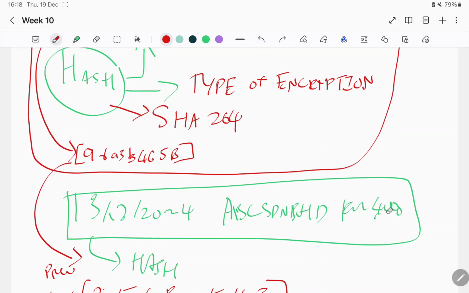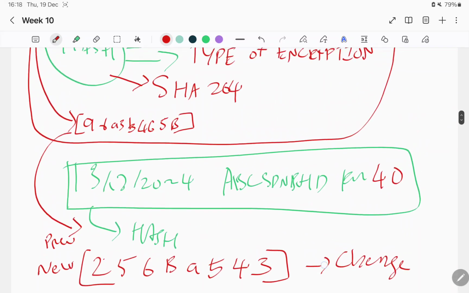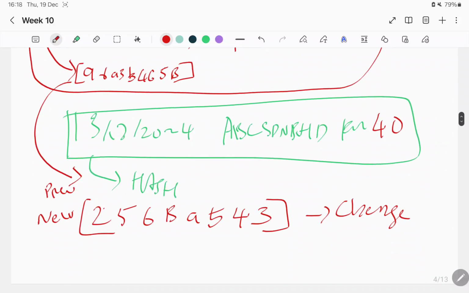So what happens is, if you change this one into, let's say, 40 only, then this code will change. And when this code changes, the new code will not match anymore. It means that there's a break in the chain already. That's how the encryption works, just to explain to you how the blockchain works.